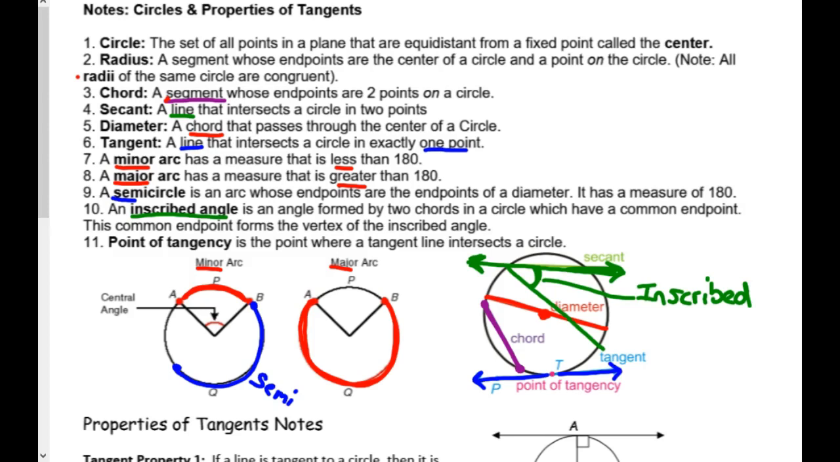Number 11, this is important, point of tangency. So if you look at your picture, does everyone see right here? Point of tangency is where that tangent line touches that circle, okay? So again, tangent touches at a point of tangency. Now we just front-loaded all this vocab, and you can always refer back to this if and when you're like, what's a secant, what's a chord, what's an arc, or a minor, major arc. Okay, so this is for our information. So let's proceed to talk about properties of tangents, okay?